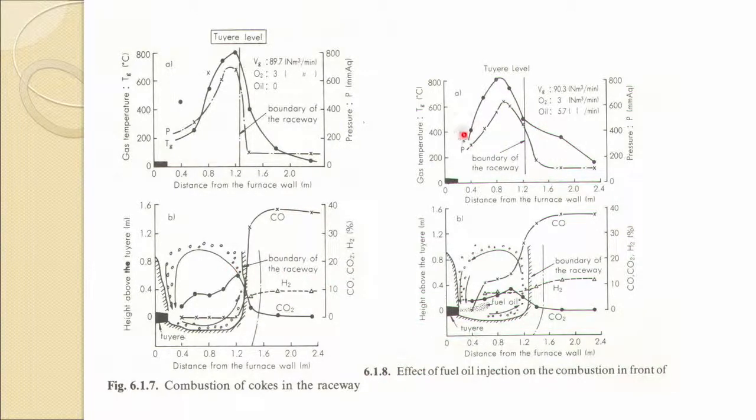And similarly, the temperature, as I said, the CO formation is an endothermic reaction, it takes more heat. So, the highest temperature actually shifted more within the raceway, because as more carbon is available, it starts reacting, and so temperature within the raceway starts dropping down. So, that is shown in this figure.